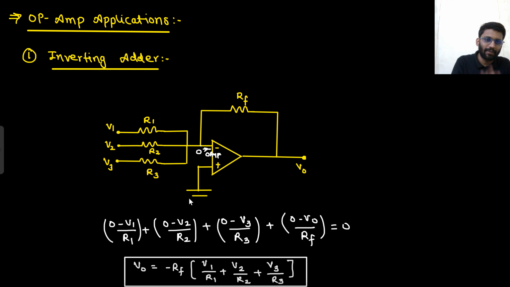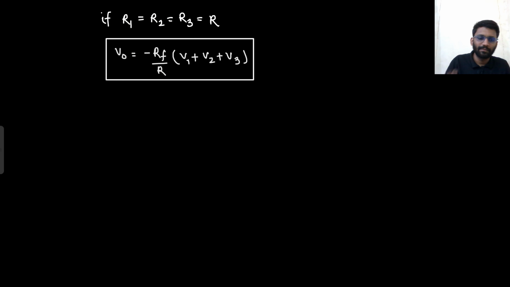So very simple, I just apply the concept of nodal analysis. 0 minus V1 by R1, 0 minus V2 by R2, 0 minus V3 by R3 plus 0 minus V naught by RF. So V naught is minus RF into V1 by R1 plus V2 by R2 plus V3 by R3. Very, very easy. Well and good.